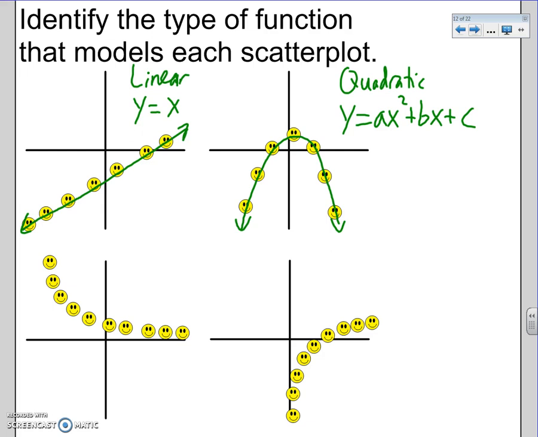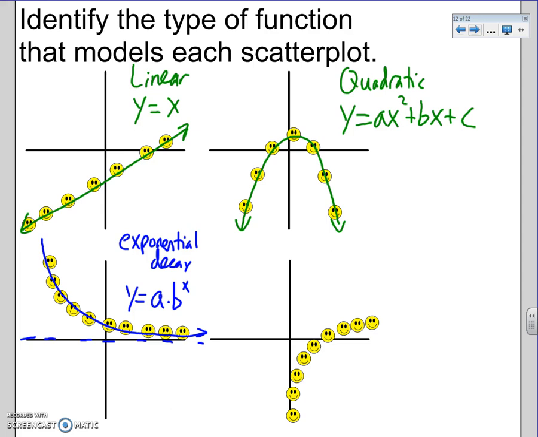This next one, okay, looks like this. Now we've seen this. It has a HA. Remember, if it has an HA, if it can't cross this line, that has to be exponential decay. Now, we don't really care about the decay part, we just care about exponential. All exponential functions are supposed to look like y equals a times b to the x power. Now, in this case, b is less than 1 because it's decay.